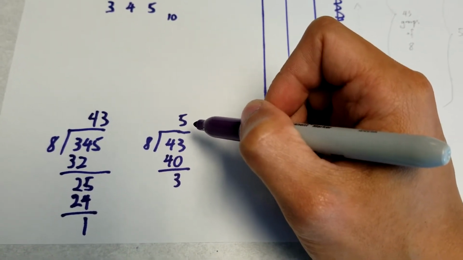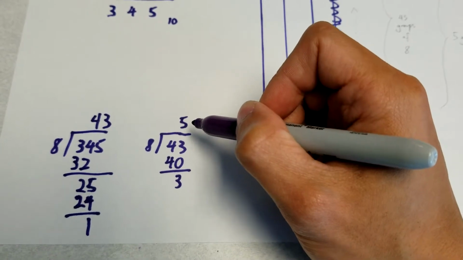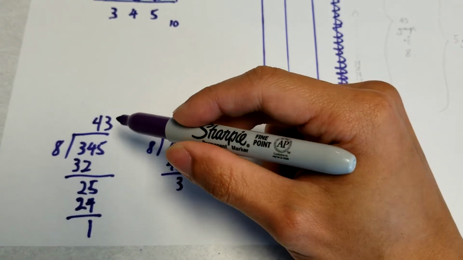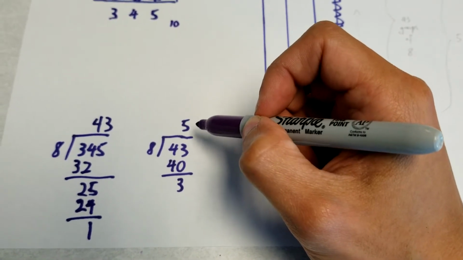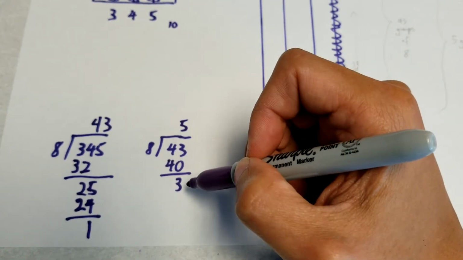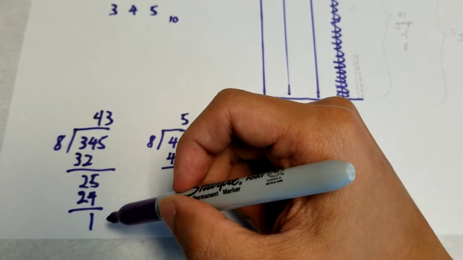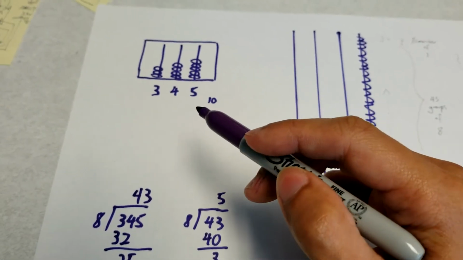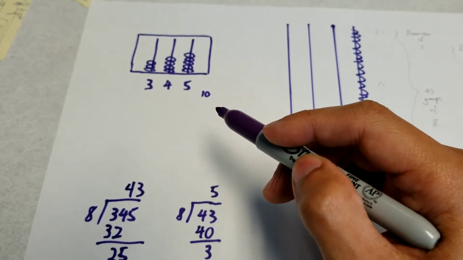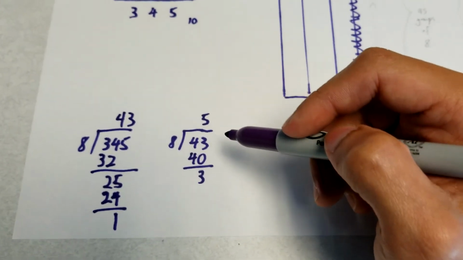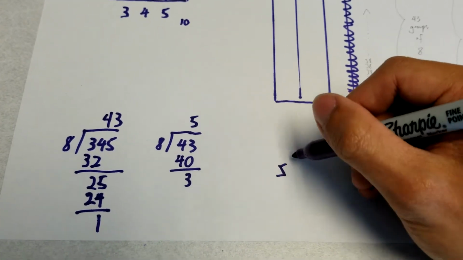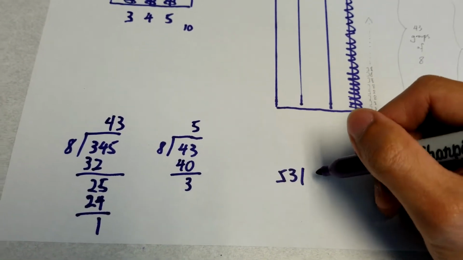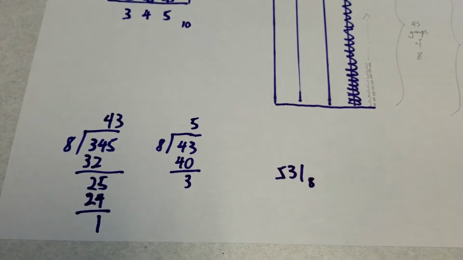Once we stop, we're going to take this number, not that one, okay? We'll take this number, the number that is smaller than 8, and then we'll also take the remainder right here and right here. So that means the number 345 in base 10, when you convert it back to base 8, you'll get 531 in base 8.